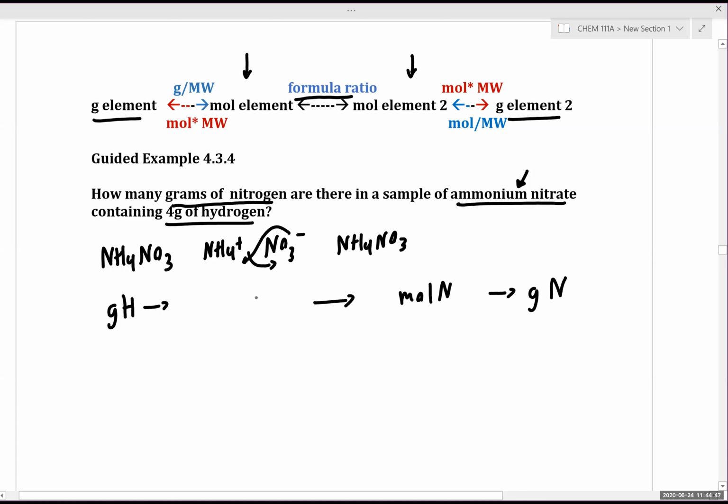If we're given the grams of hydrogen. Would it be moles of ammonium nitrate? You can do it that way, but there's actually a faster route. If we're given the grams of hydrogen and our formula can relate hydrogen and nitrogen, can we get the moles of nitrogen from something else?